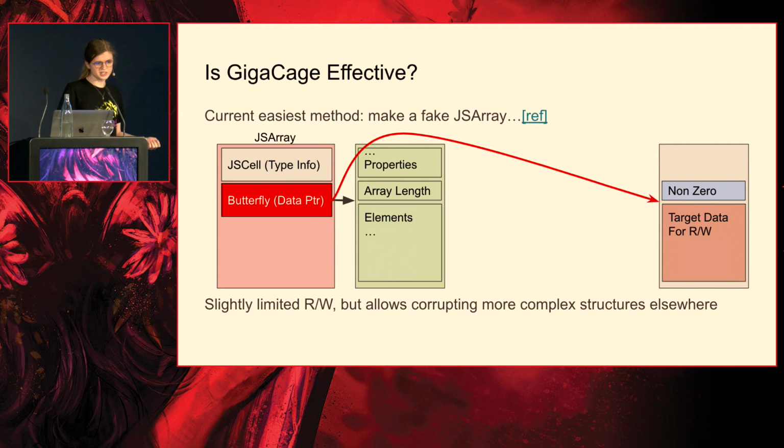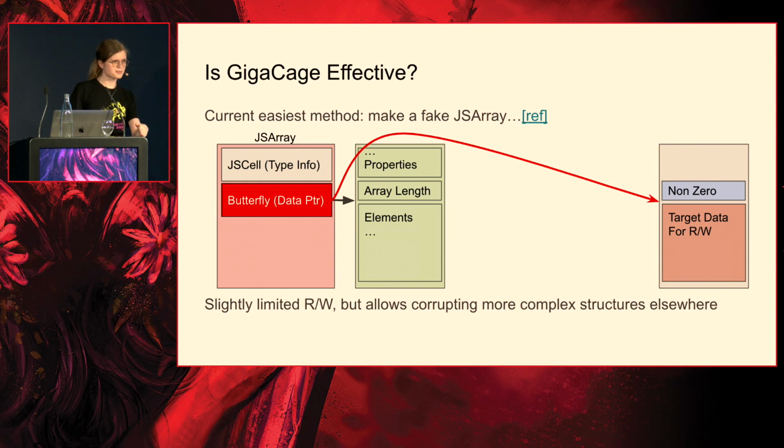So at least currently, the easiest method to do this is via the JS array. This is a very common data structure. It's used for almost all the different objects which are going to be in your normal scripts. So part of the issue, I think, that they haven't caged it yet is, again, the JIT. It's just very difficult for them to implement all of that in a way that is perfectly protected. So right now you can take your butterfly, which is just the data pointer in our array.